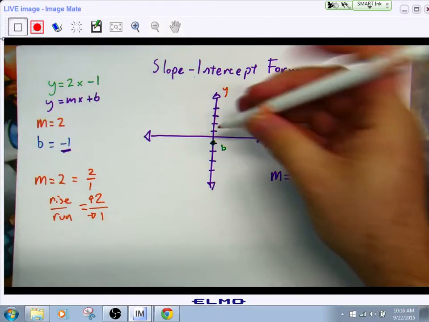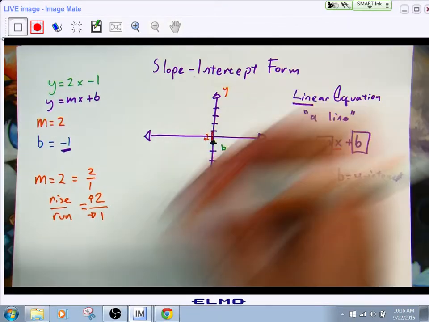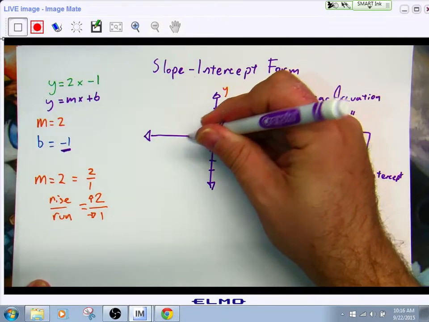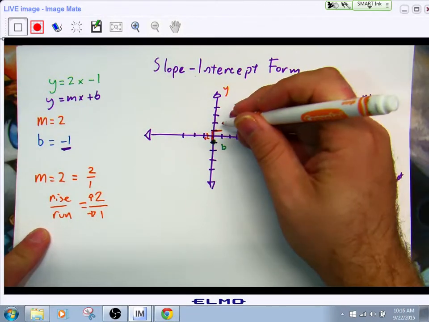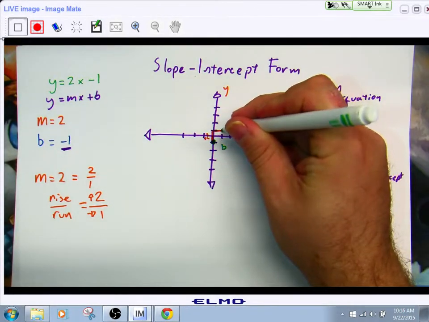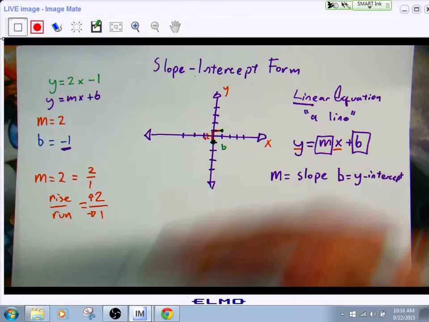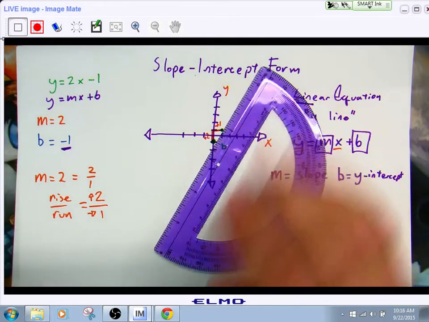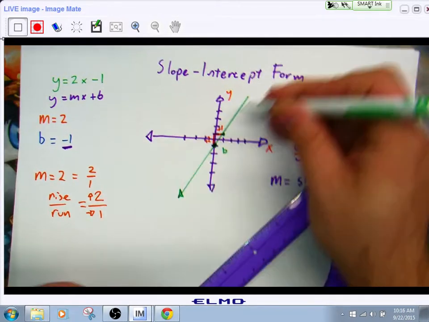So starting from b, because I know that's a point, I'm going to rise 2. I'm going to go up 2. So I'm going to go up 1, 2. I went up 2. And then I need a few more hash marks here to make this work. And so now what I need to do is run 1. So I'm going to go over 1. And so having done that, I know that this is now a point. It is up 2, and it is over 1. Having done that, I now have 2 points. 2 points make a line. All I have to do is connect the dots, and my line is complete.